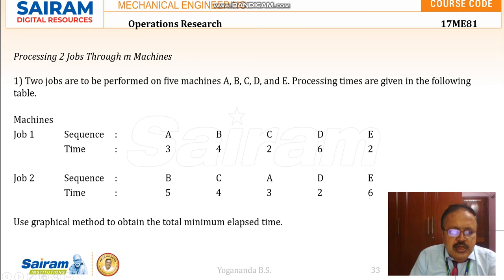Job 2, another job, may be in the same order of A, B, C, D, E, or it may be a different nature of job. So now it has the sequence of B, C, A, D, E. So this particular job has to enter first machine B, then machine C, then A, then D, and finally E. And their processing times are given here. So use the graphical method to obtain the total minimum elapsed time.